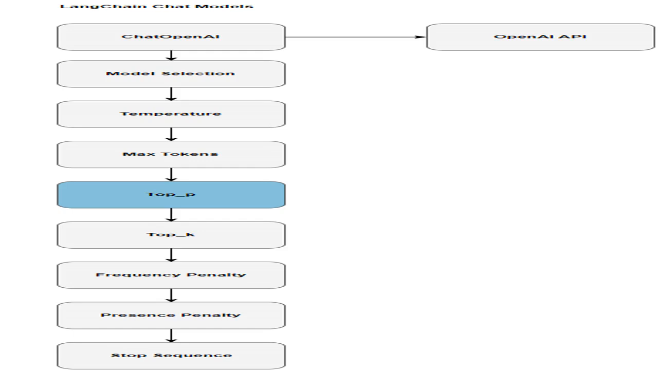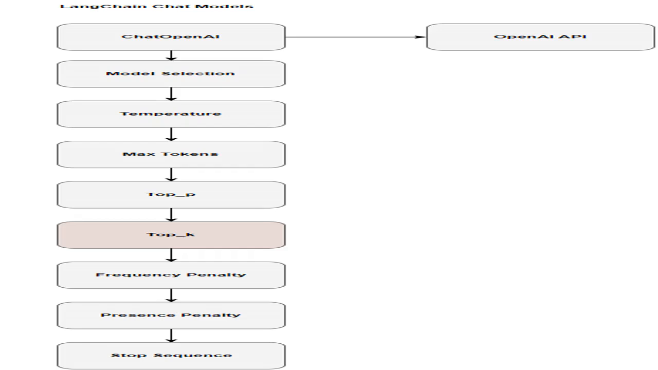Top P, a parameter that controls the diversity of the generated response using nucleus sampling. Adjusts the probability distribution of the generated tokens, favoring those with higher probabilities, thereby influencing the response's coherence and diversity. ChatOpenAI, data flow, outgoing: provides the nucleus sampling parameter to ChatOpenAI for passing to the OpenAI API.